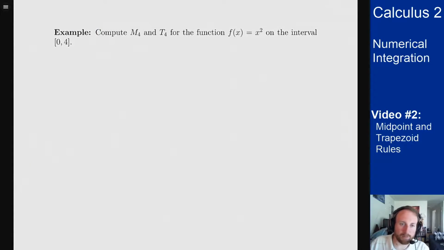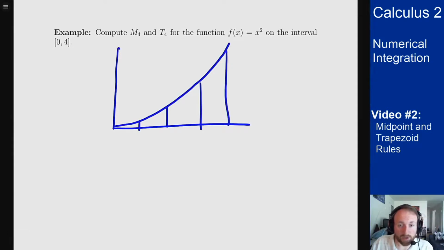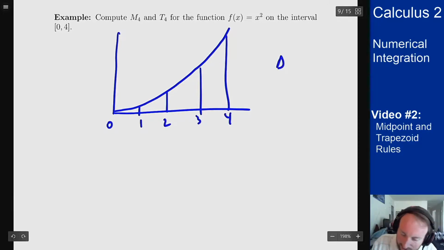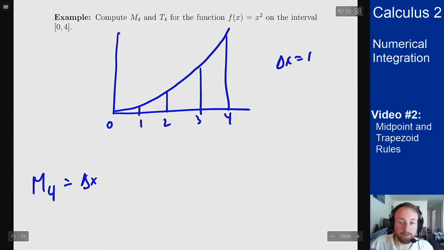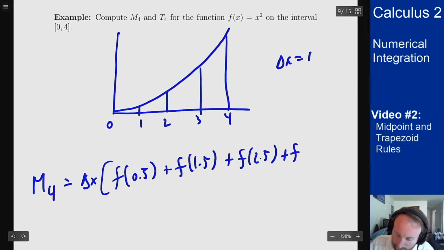So as an example, we'll compute M4 and T4 for the function f(x) = x squared on the interval from 0 to 4. So because it's 0 to 4, and I want 4 slices, they're at 0, 1, 2, 3, and 4, all the cutoffs. So let's now work these out. My delta x here is 1. That's great. So M sub 4 should be delta x times the function at the midpoints of each rectangle. So times f at 0.5, f at 1.5, f at 2.5, and f at 3.5. 4 rectangles, 4 things in my sum.